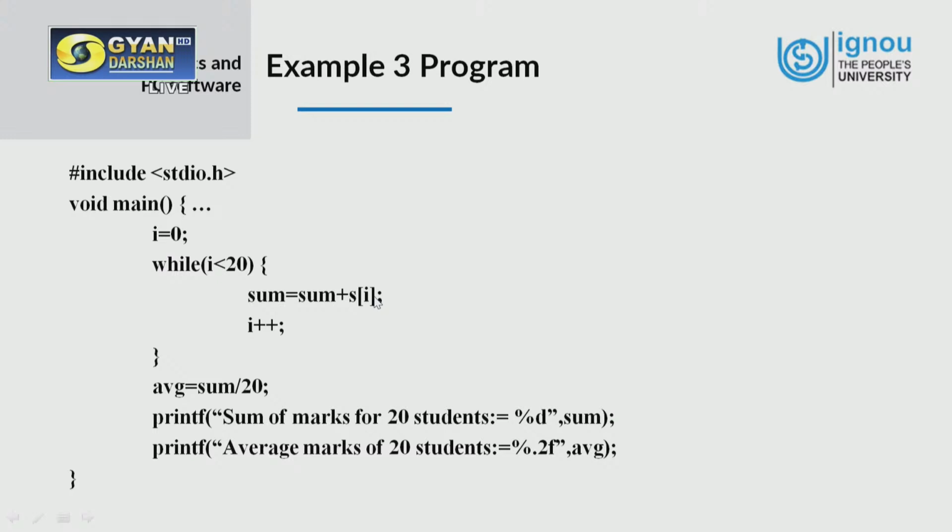Initially, first iteration it will get S0, next iteration it will get S1, third iteration it will get S2, S3, S4 till S19. When S becomes 19, at that point of time I becomes 20. That is where this while loop is going to terminate, right? Because I now is no longer less than 20. It is 20, right? So this particular condition makes sure that the loop terminates and you fall through to the next statement. You can come out of the while loop, and that is where the average is going to be computed. And this is where you can print the average as well as the sum.